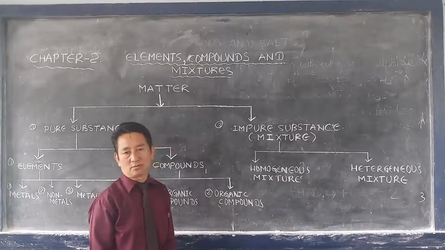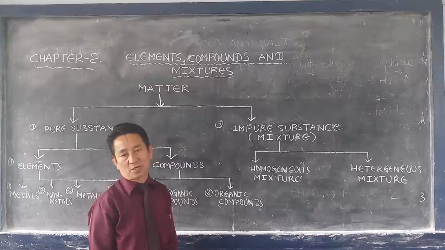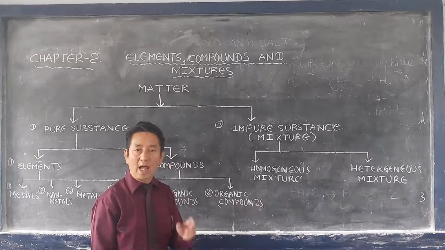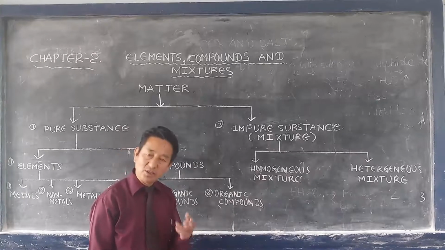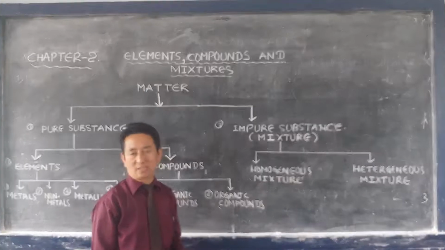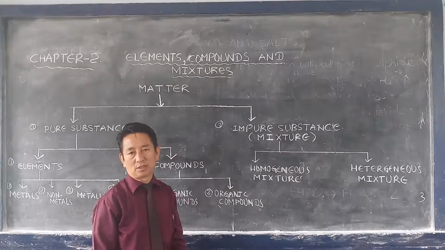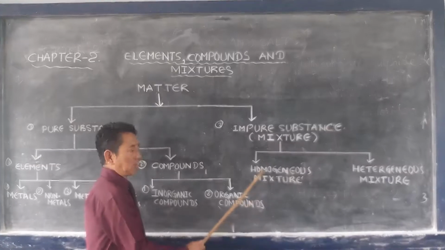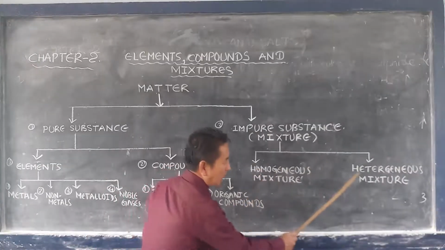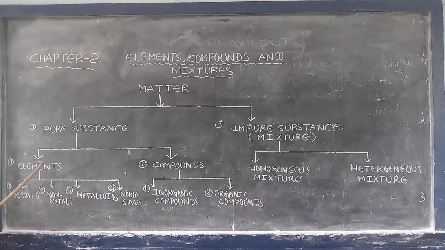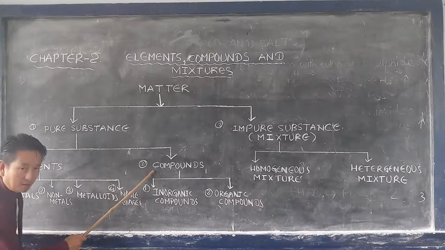What is a mixture? A mixture is an impure substance which is formed when two or more elements or compounds are mechanically mixed in any proportion. Here, a mixture can be classified into homogeneous mixture and heterogeneous mixture. We'll come back here again. Pure substance can be classified as elements and compounds.